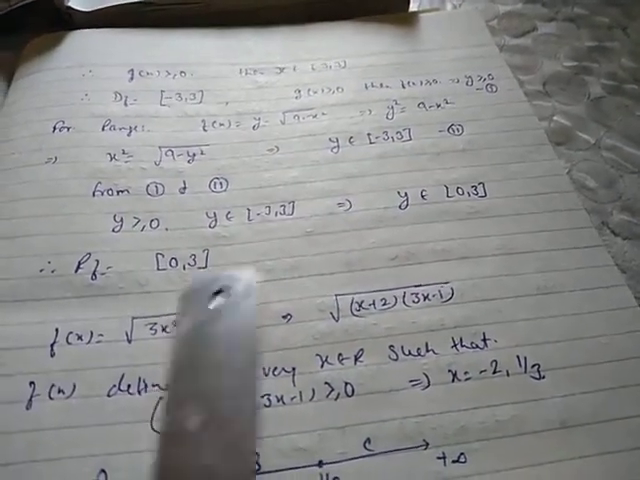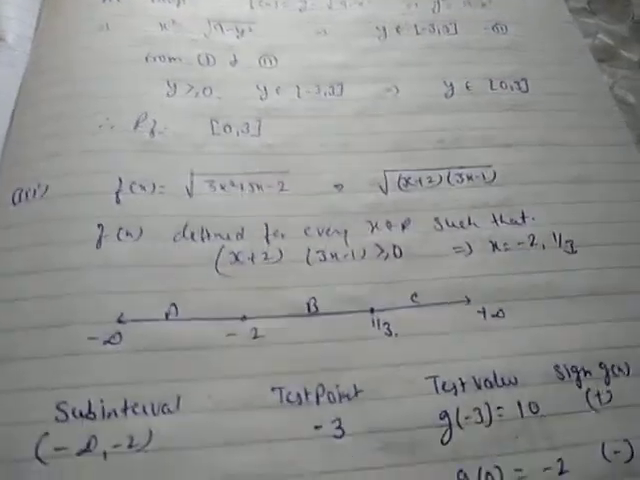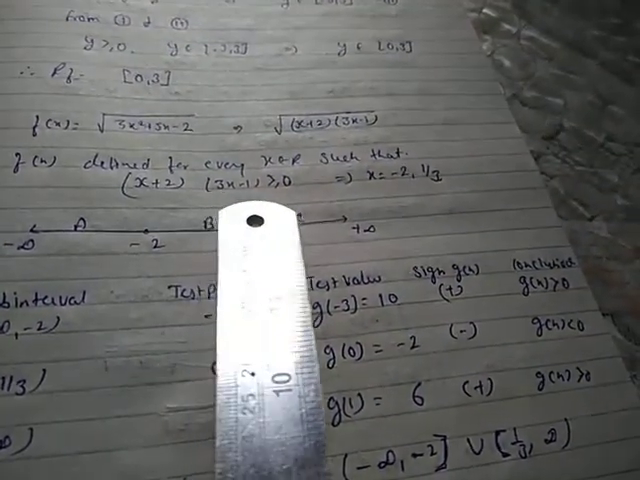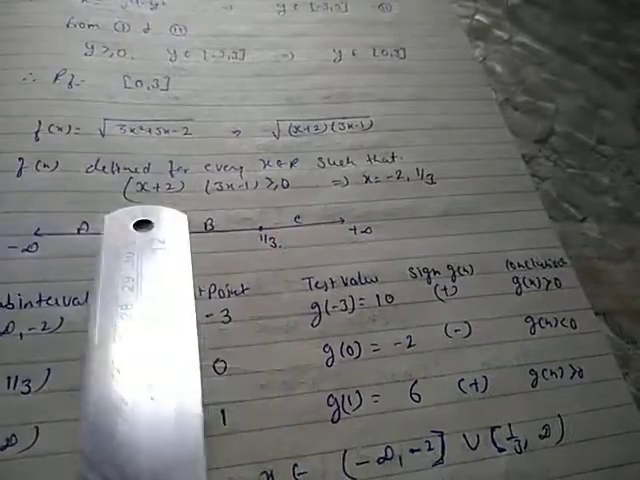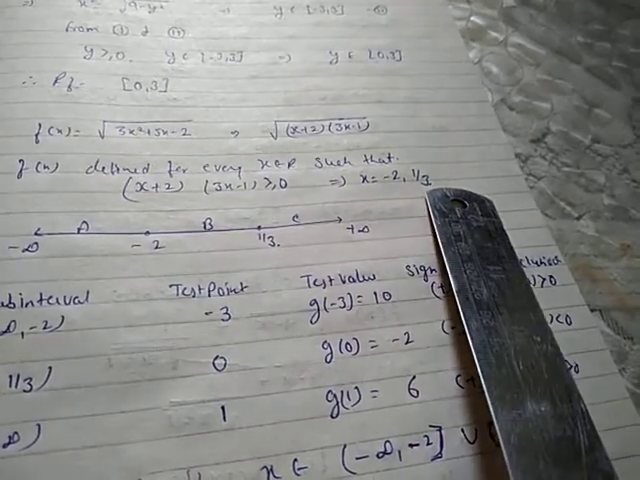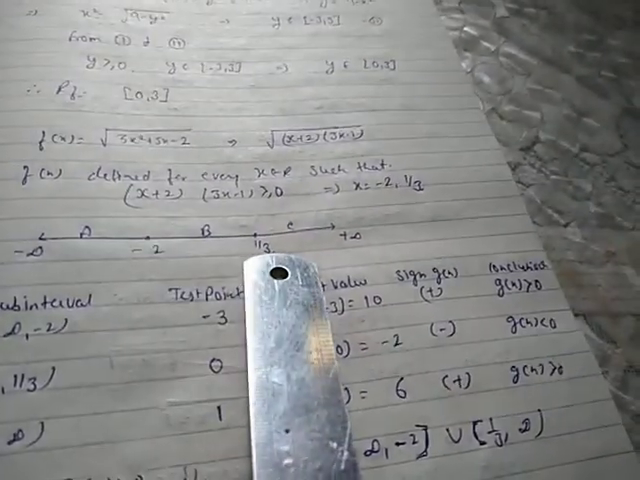Therefore range is 0 to 3. Third part, the quadratic can be split into two linear factors: (x + 2)(3x - 1) is greater than 0. You have to consider g(x). Here the points are -2 and 1/3, plotted here.